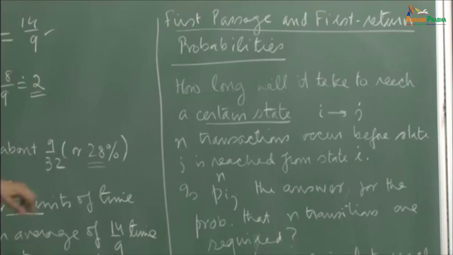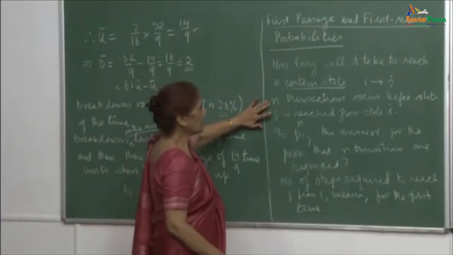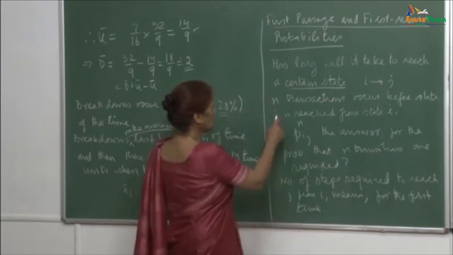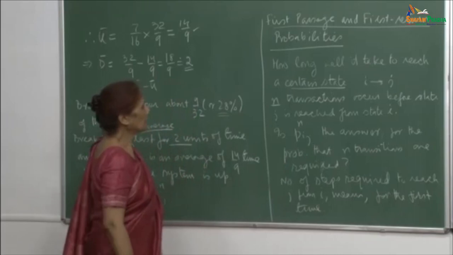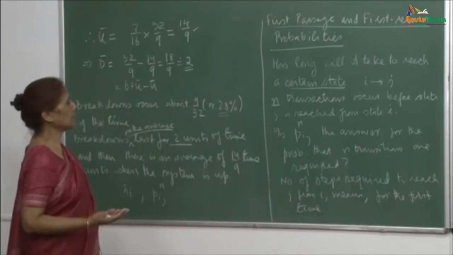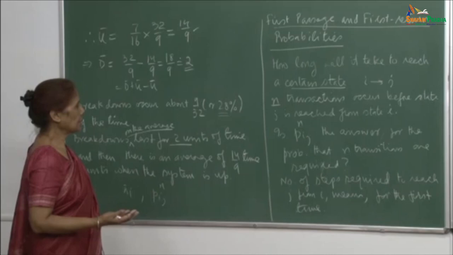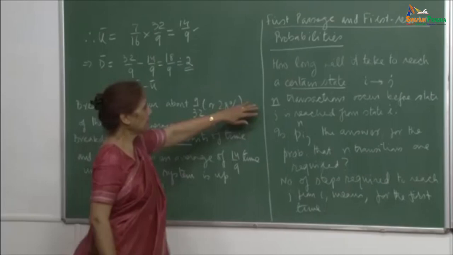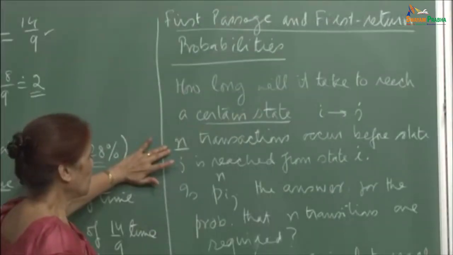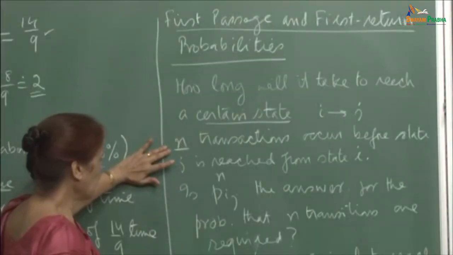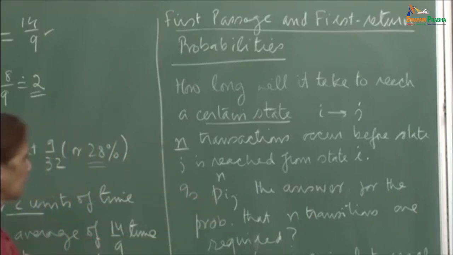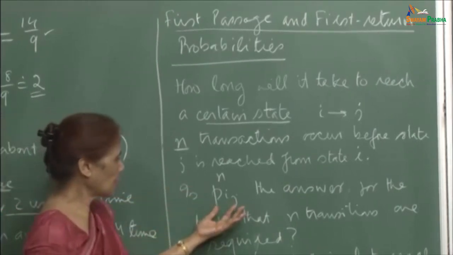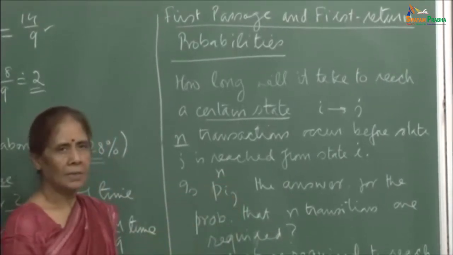Now, for example, suppose n transitions occur before state j is reached from state i, and we want to know the probability that n transitions will be required to go from i to j. Then you might say that p i j raised to n would be the answer for this probability, because p i j n also tells you the probability of transitioning from i to j in n steps.